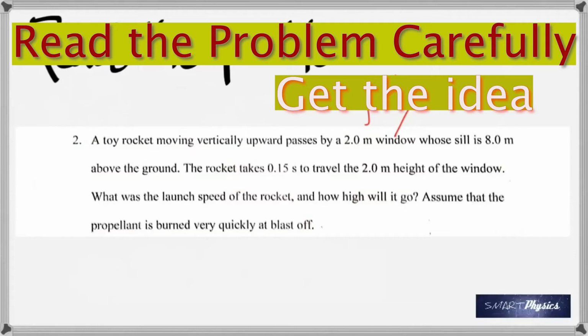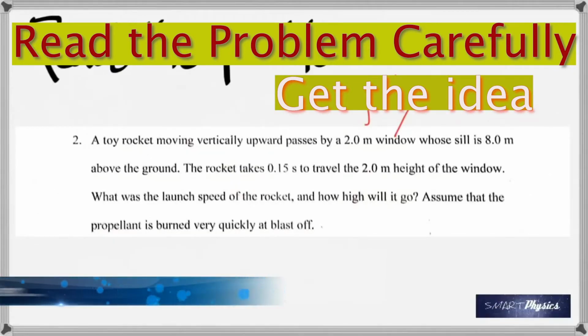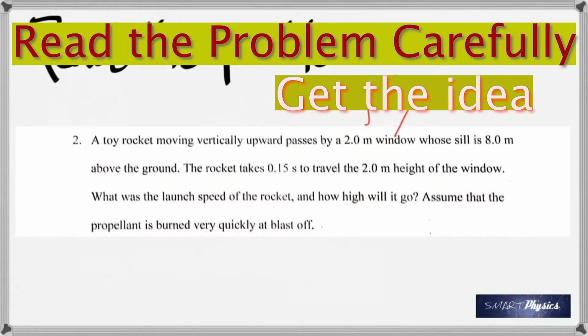As an example, here is a problem that talks about a toy rocket moving vertically upward, passes by a 2-meter window whose sill is 8 meters above the ground. Now could you visualize that? And the rocket takes 0.15 seconds to travel the 2-meter height of the window. What was the launch speed of the rocket and how high will it go? Assume that the propellant is burned very quickly at blast off.